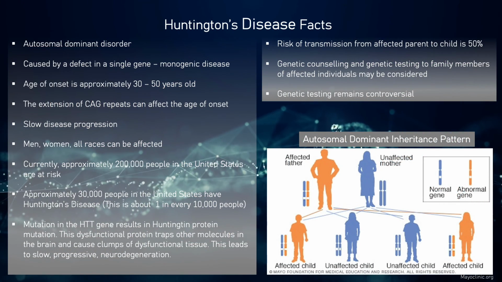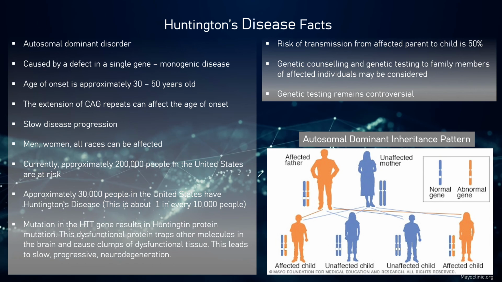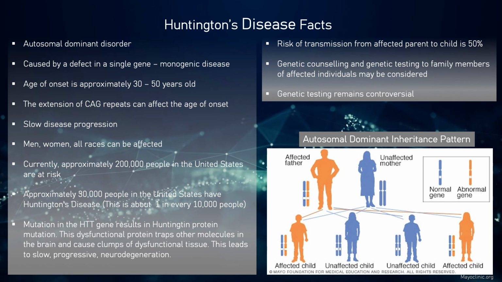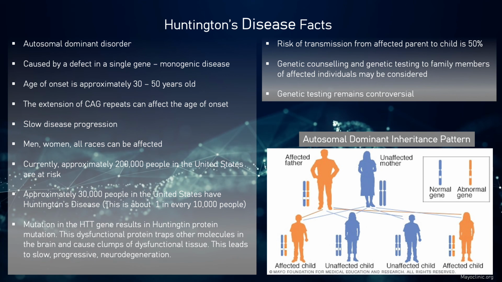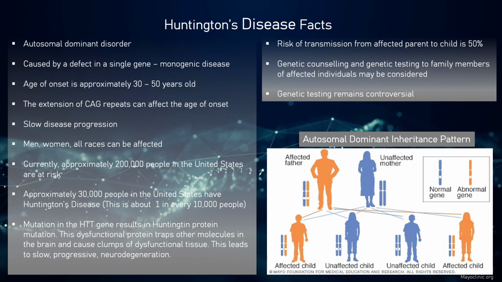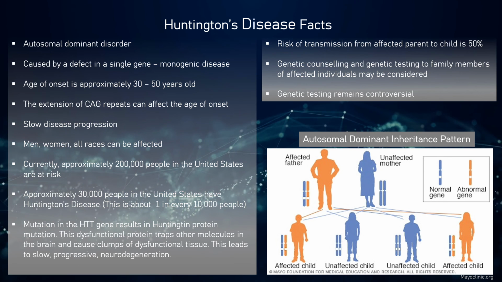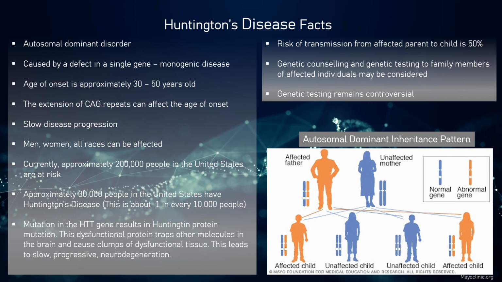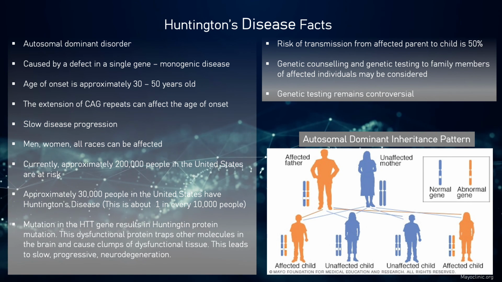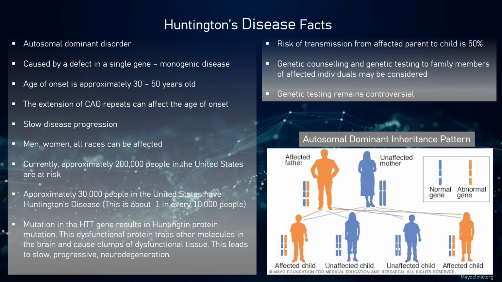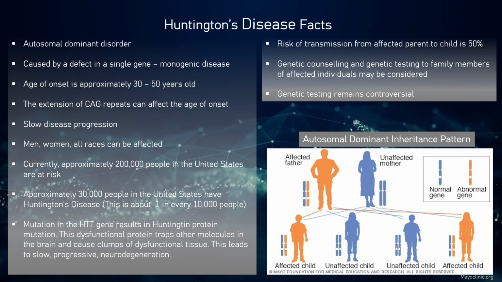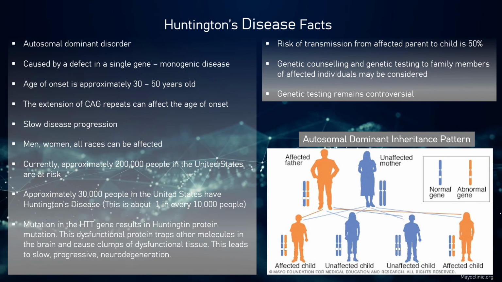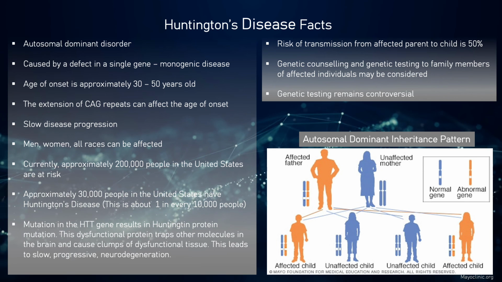Huntington's disease facts. It is an autosomal dominant disorder caused by a defect in a single gene, which we know is called a monogenic disease. The age of onset is approximately 30 to 50 years old, and the extension of CAG repeats can affect this age of onset, as we previously discussed. There is typically a slow disease progression, and men, women, and all races can be affected. Currently, about 200,000 people in the United States are at risk for the disease, and about 30,000 people in the United States have Huntington's disease. So this comes out to about 1 in every 10,000 people.